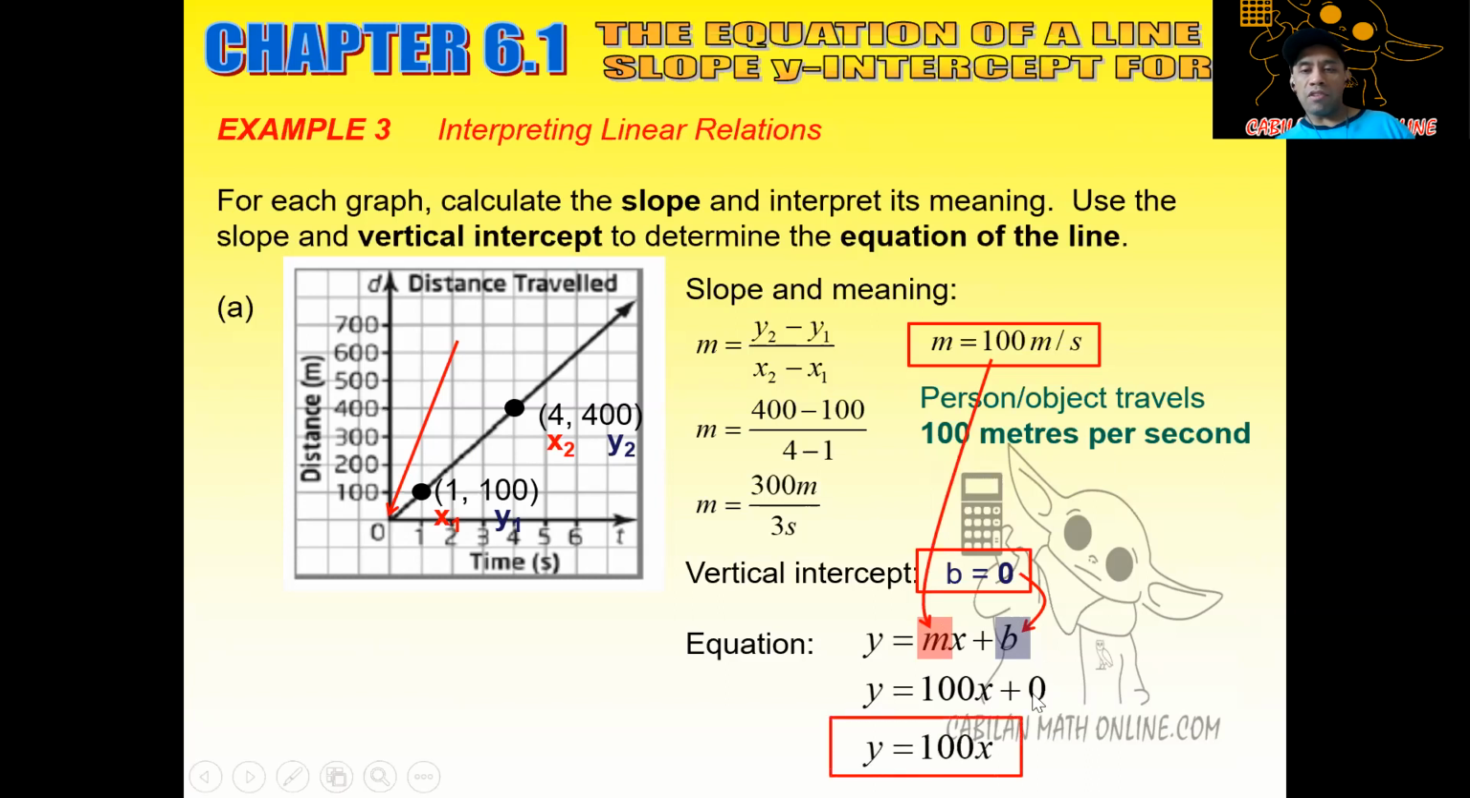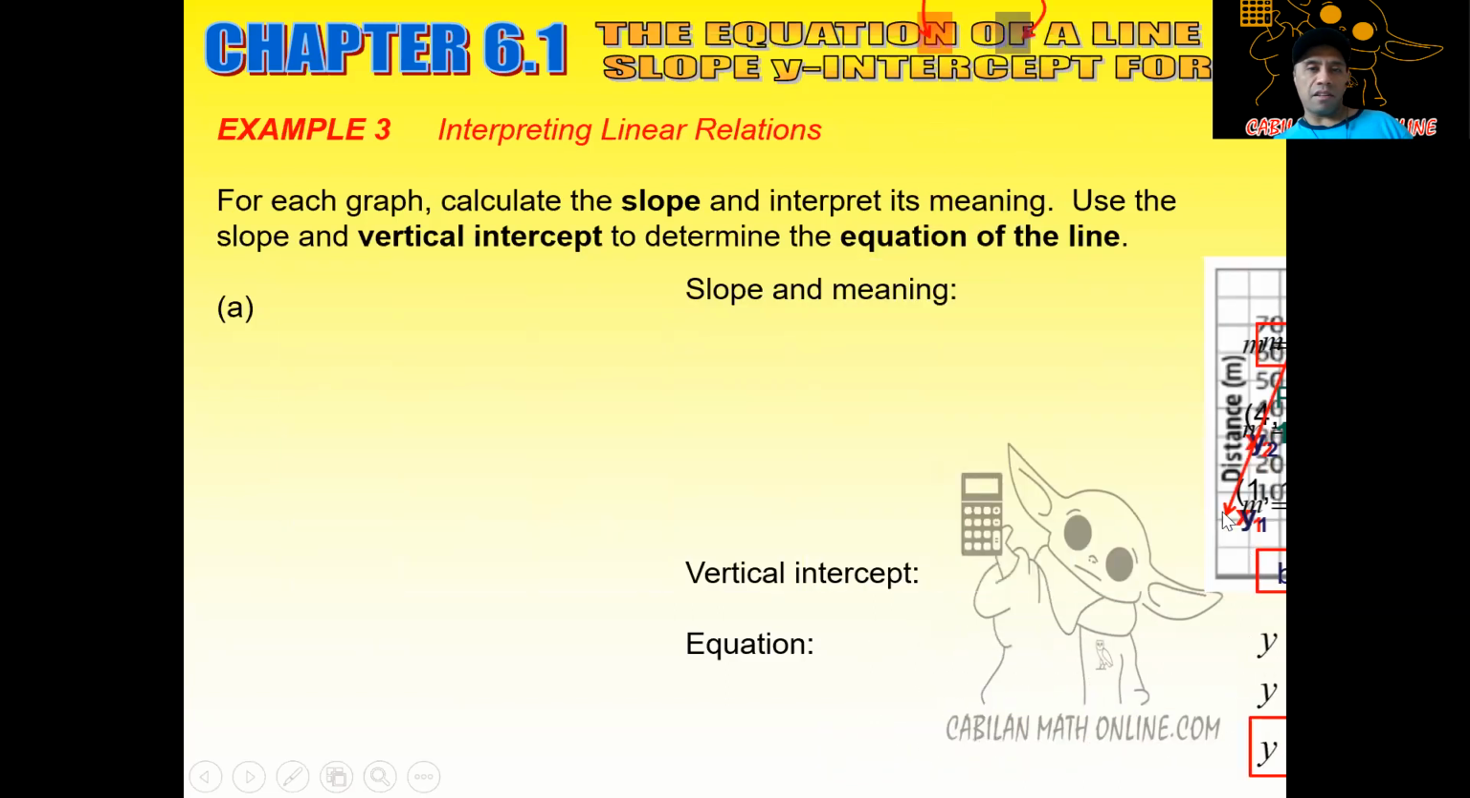Now remember that if you have a 0 there, proper mathematical convention is to just write it down without the 0. And that's just a reminder again, this is to relate it back to direct variation: when you have an equation in the form of y equals kx or y equals mx, it's always going to be direct variation. All right, the last example for this lesson.